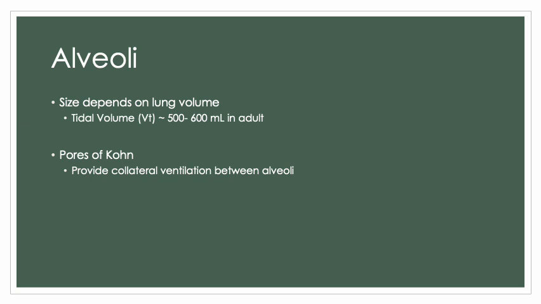Again, there are approximately 400 million alveoli in our lungs, and size depends on lung volume. Typical tidal volume for an adult patient is 500 to 600 mLs. And then I wanted to make note of the pores of Kohn here, which provide collateral ventilation between alveoli.